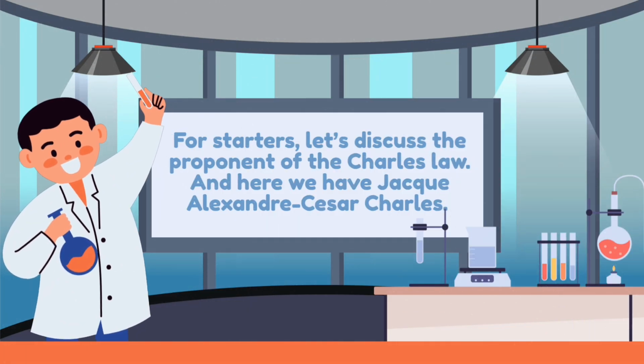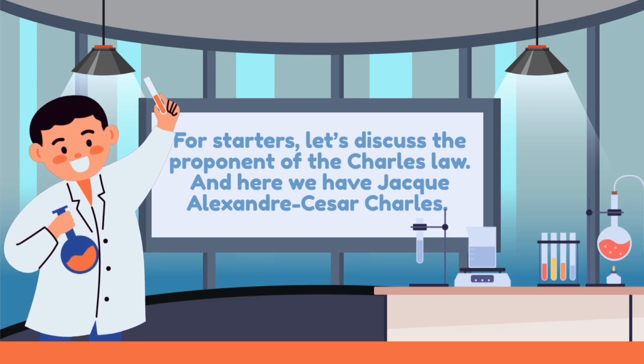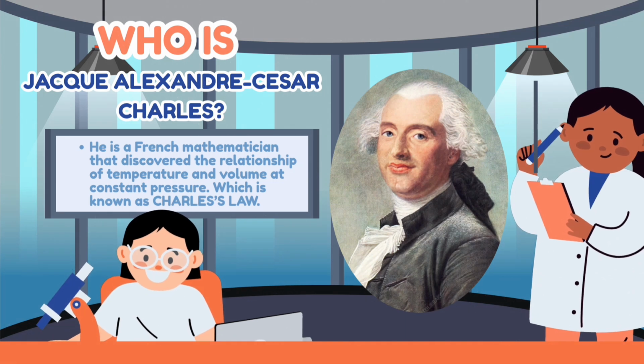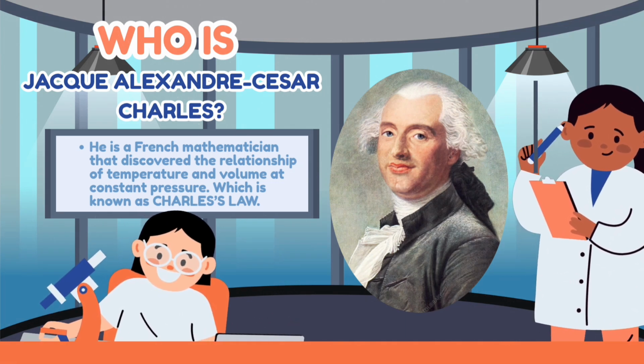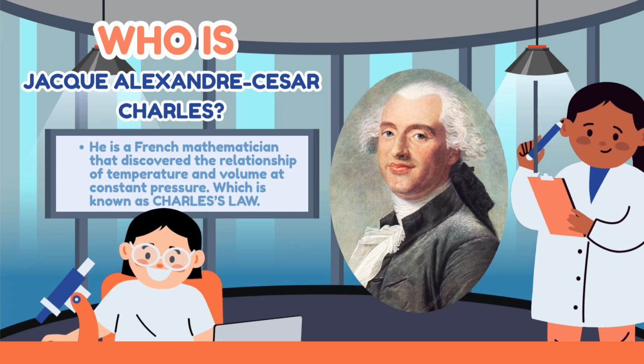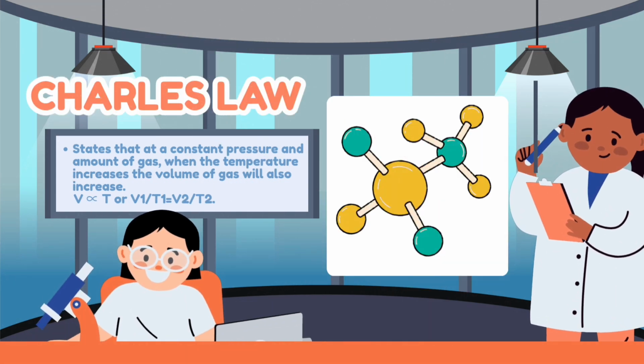For starters, let's discuss the proponent of Charles' law. And here we have Jacques Alexandre César Charles. He is a French mathematician who discovered the relationship of temperature and volume at constant pressure, which is known as Charles' law. The concept of this law is simple.